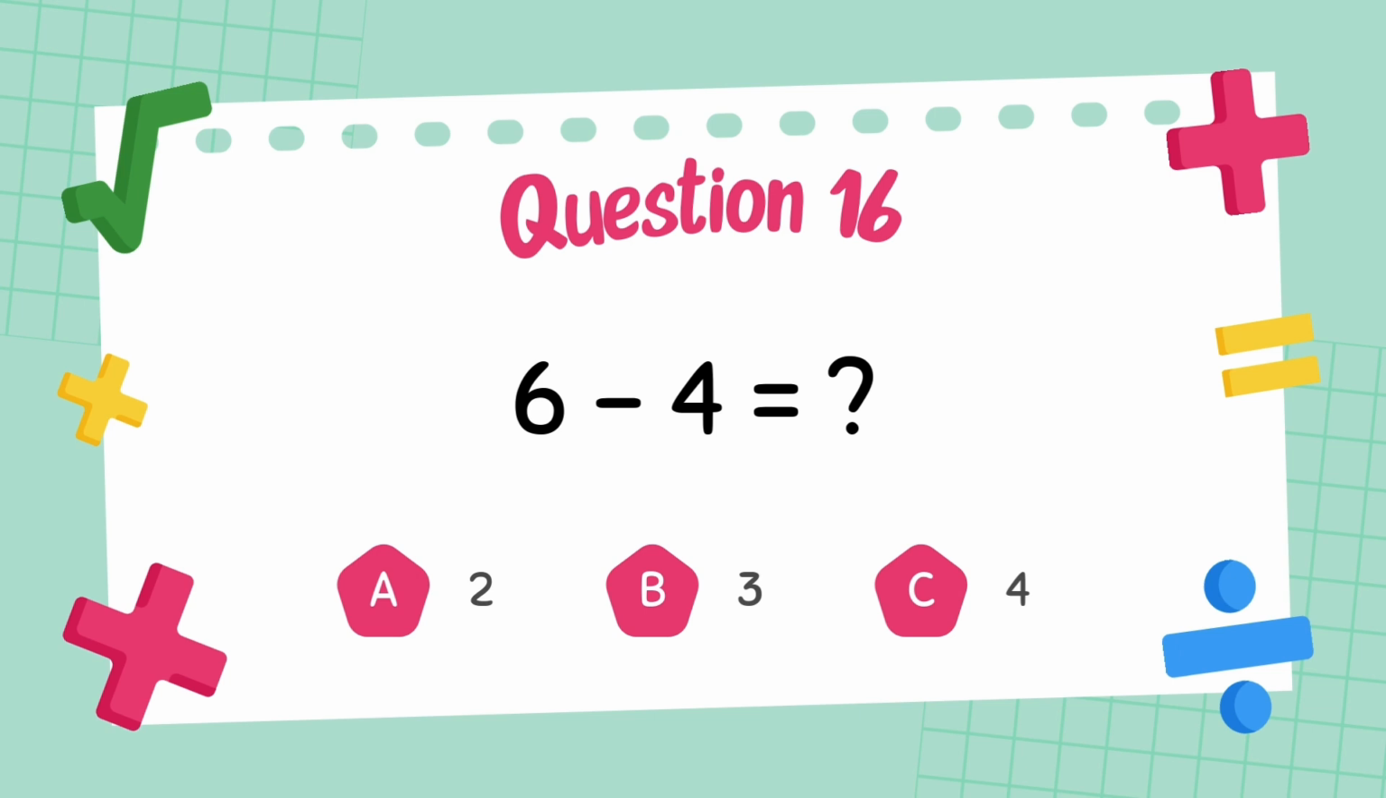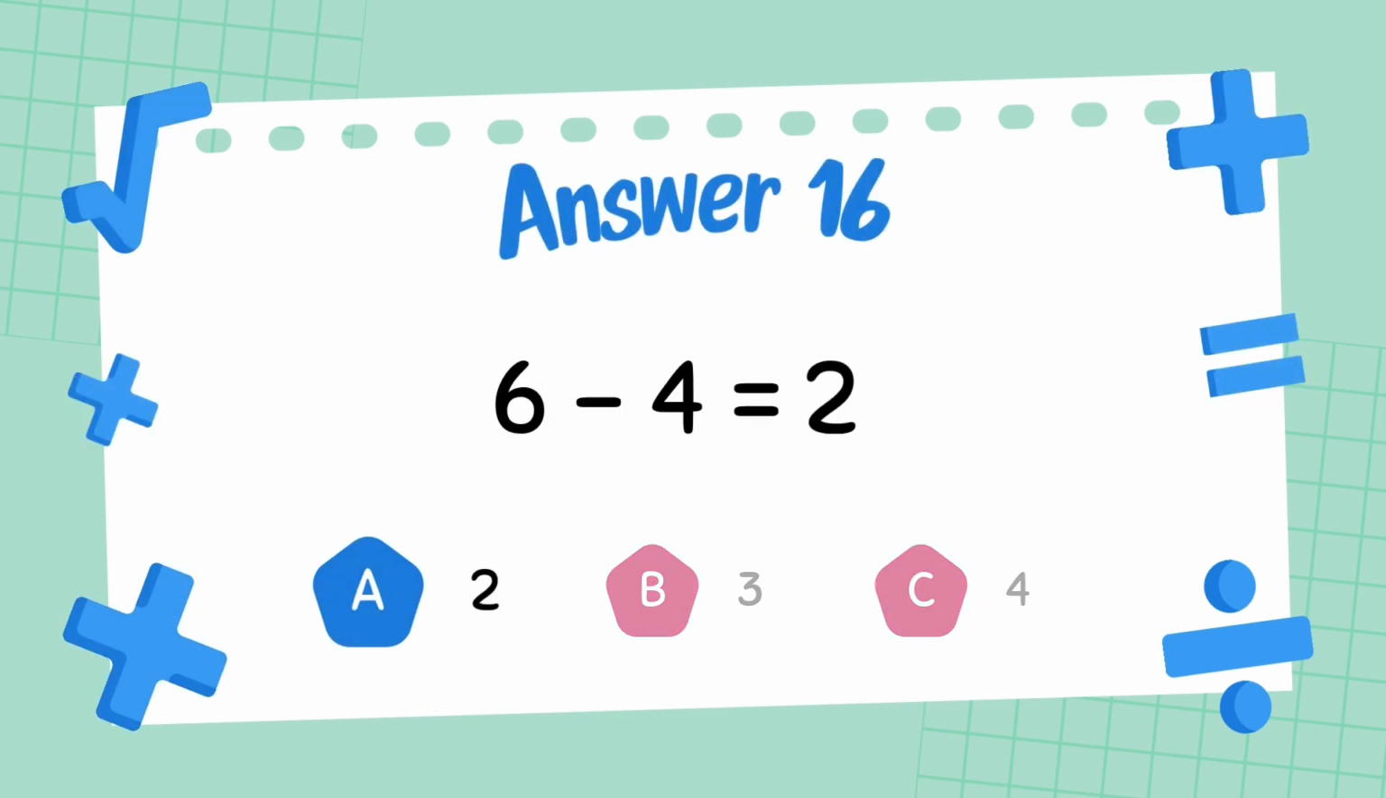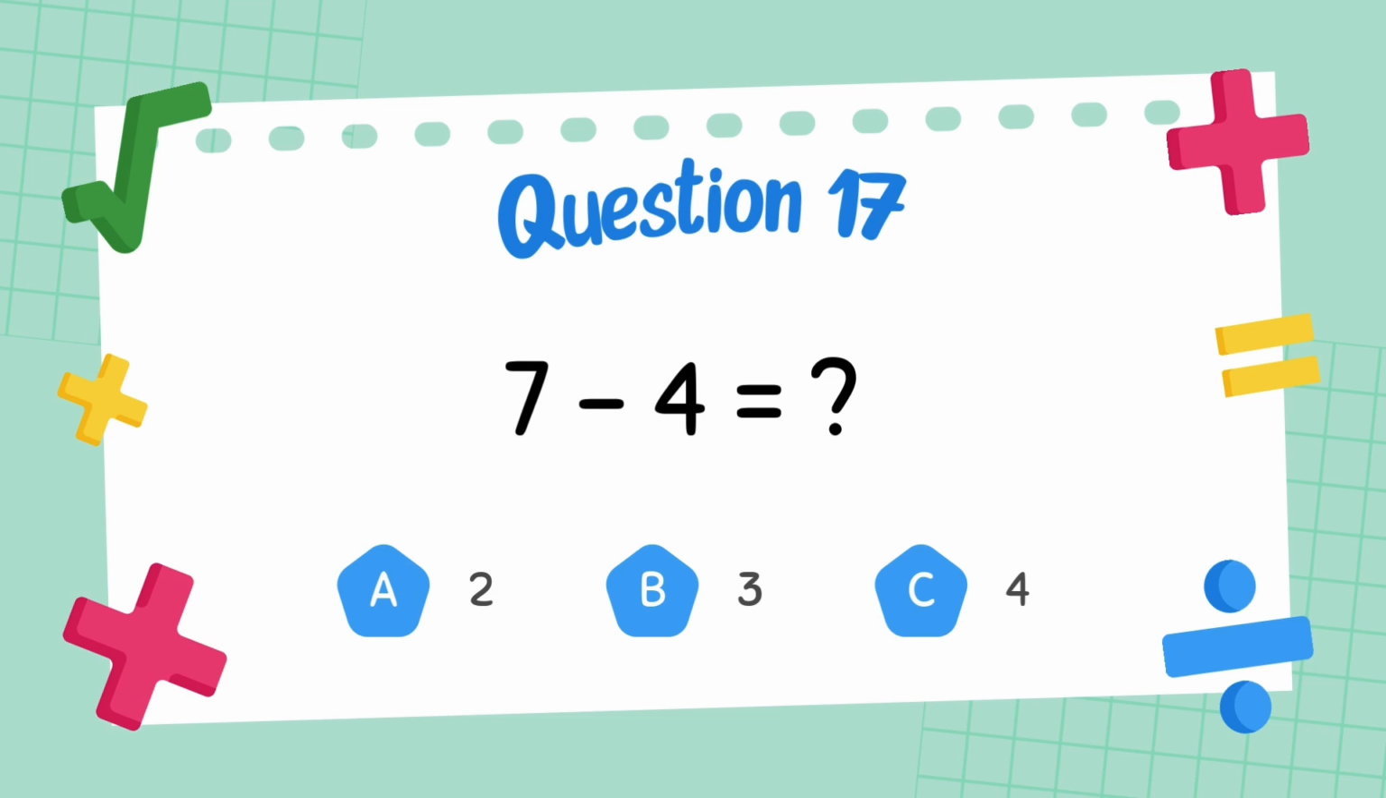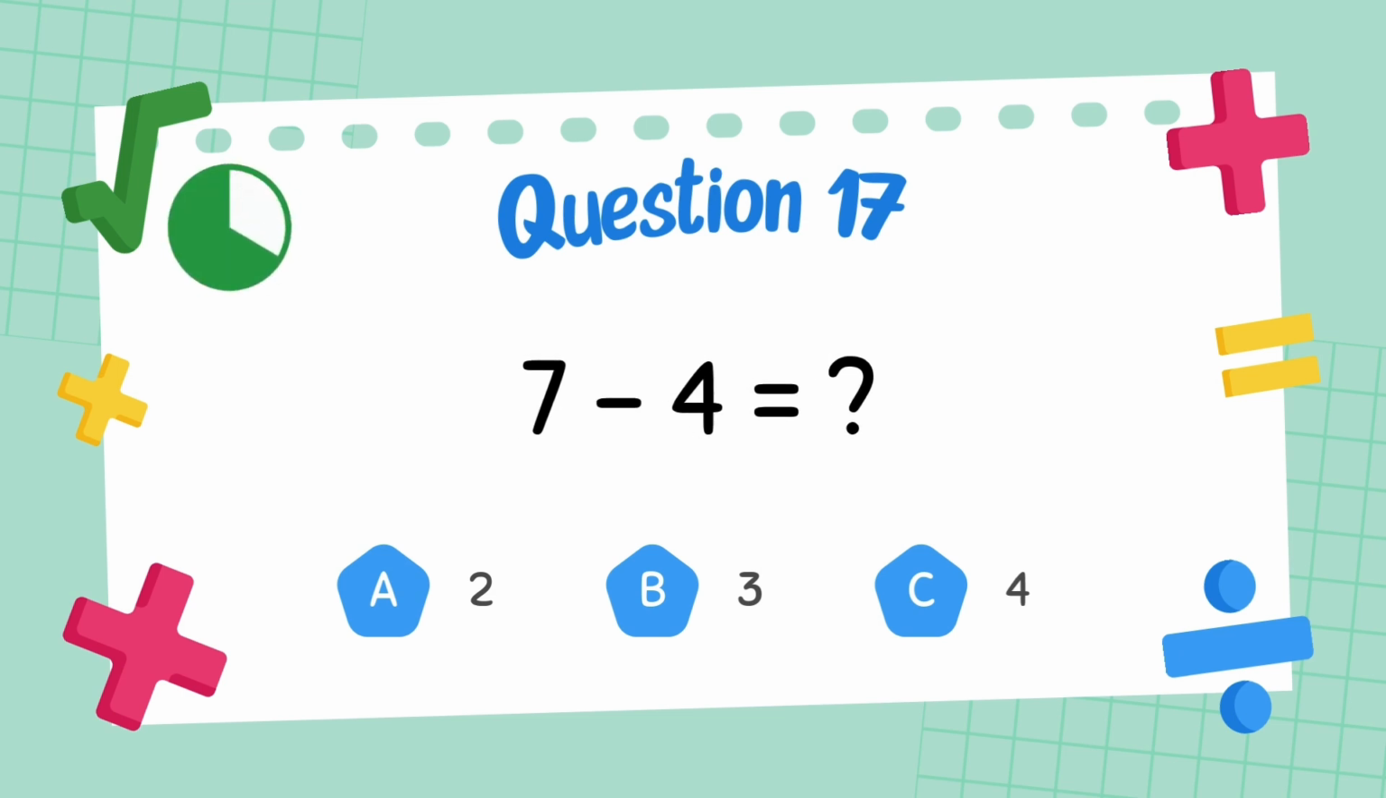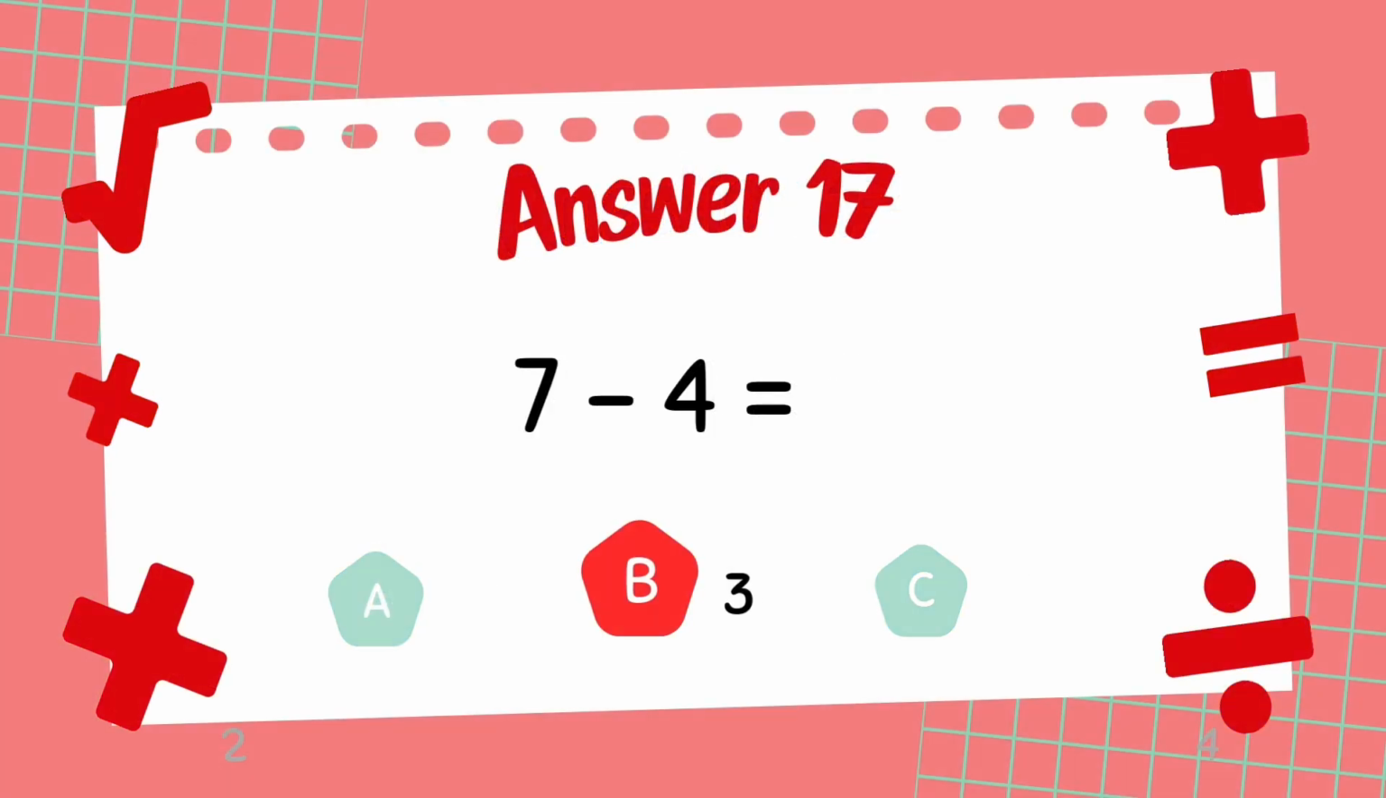What is 6 minus 4? The answer is 2. What is 7 minus 4? The answer is 3.